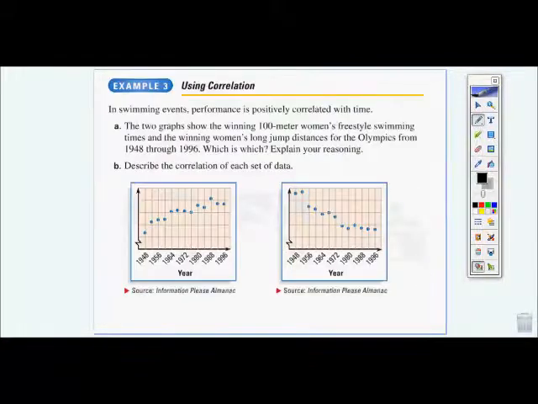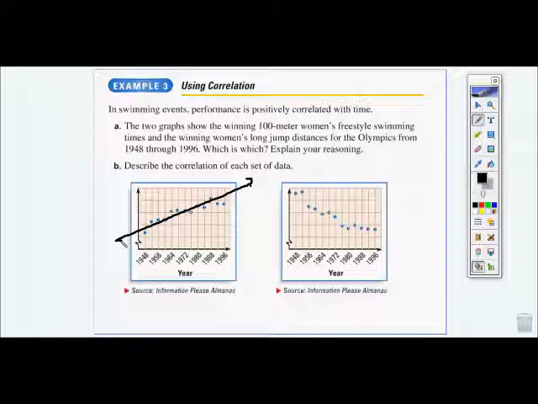I think there's one more example here. Yes, using correlation. So in swimming events, performance is positively correlated with time. The two graphs show the winning 100-meter women's freestyle swimming times and the winning women's long jump distance for the Olympics from 1948 through 1996. Which is which? And explain your reasoning. So if we look at it, it looks like we don't have a perfect best fitting line, but we can at least see that the trend is that it is increasing.